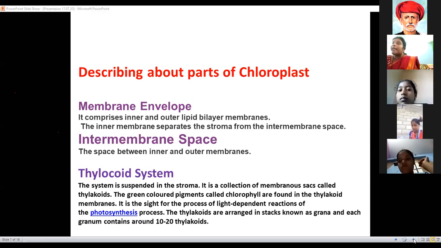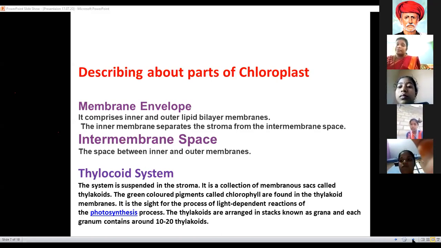Okay. Next, stroma. It is colorless, within the inner membrane of the chloroplast, present surrounding the grana. The next part is grana.